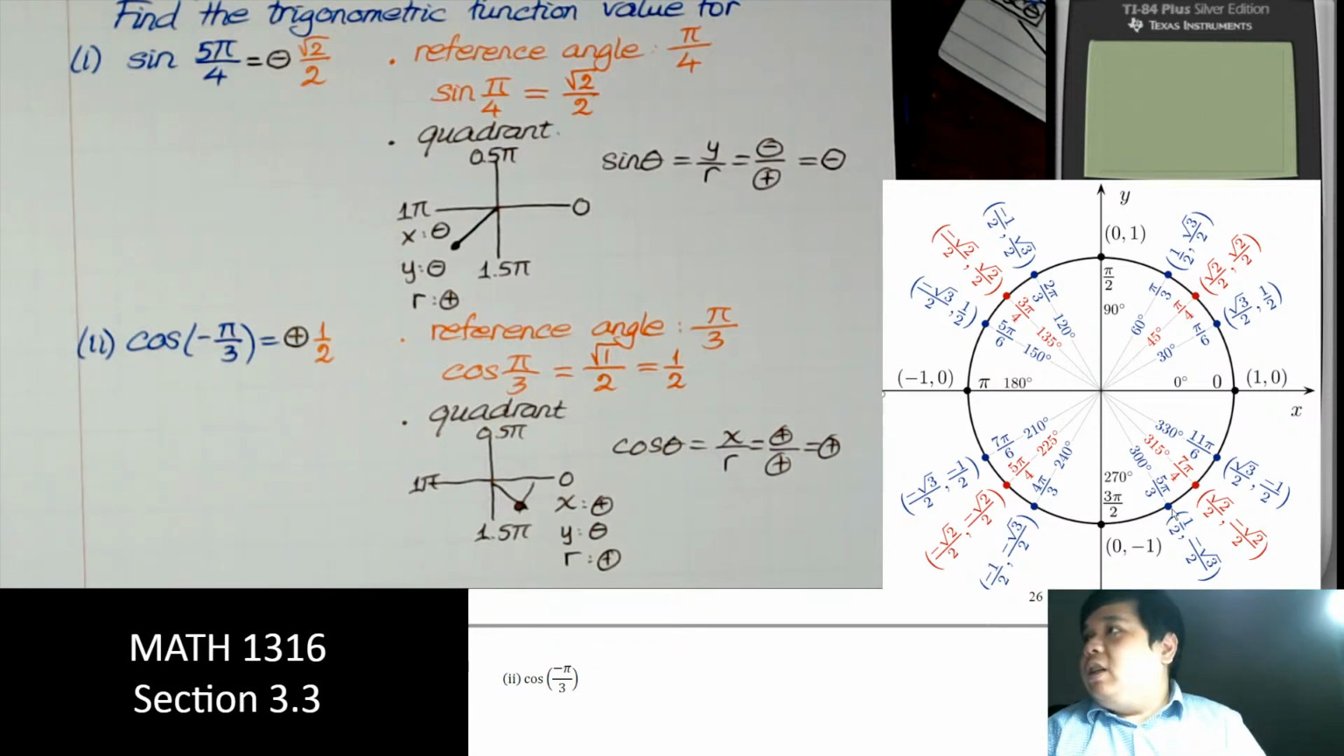Sorry, you cannot see. Okay. Once again, 5 pi over 3, the x values is cosine.